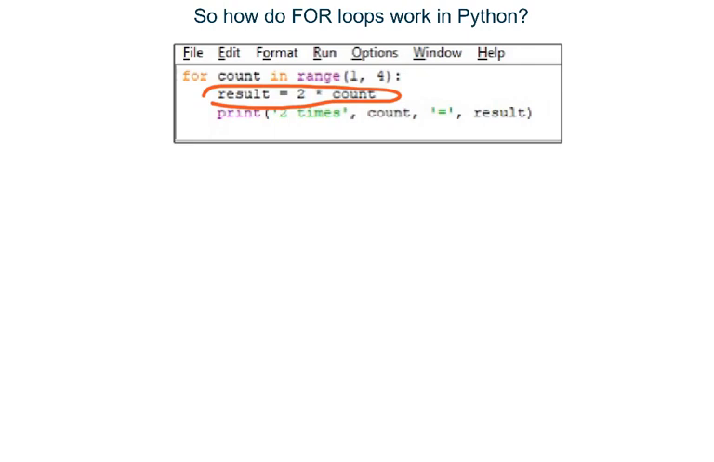Each time round the loop, what we print out is the string 2 times, followed by what's stored in variable count, followed by the equal sign, followed by what's stored in variable result.